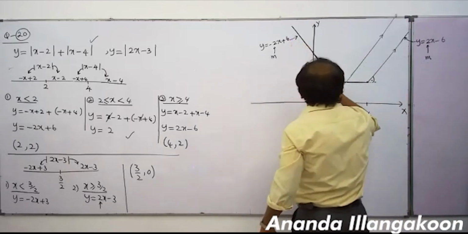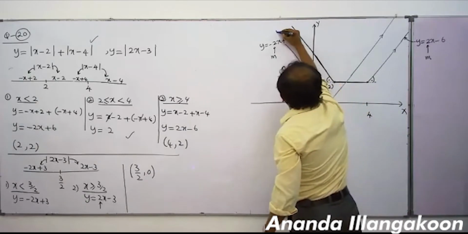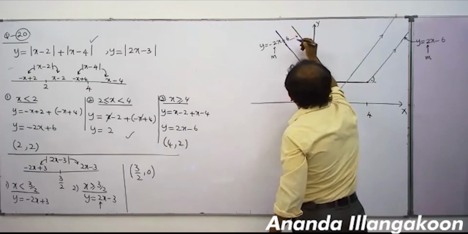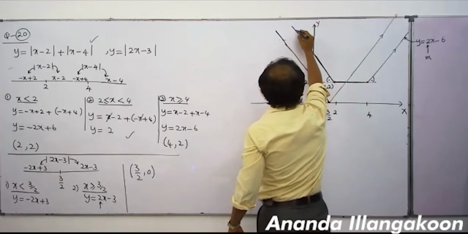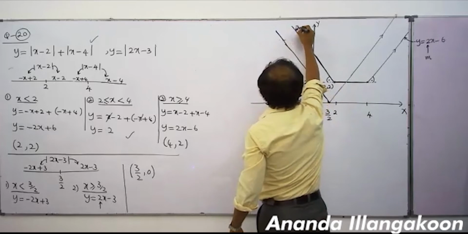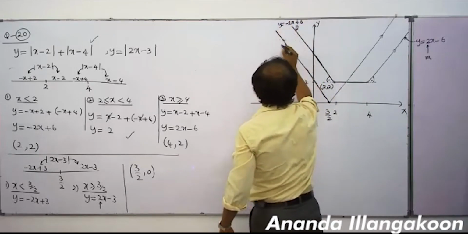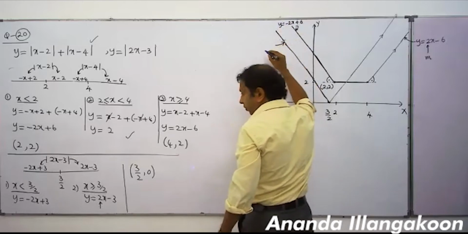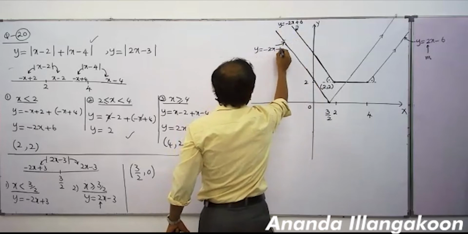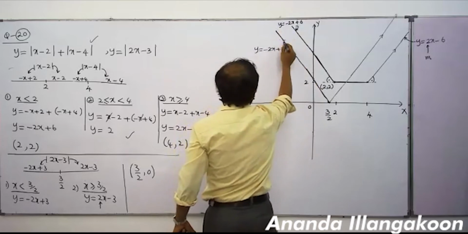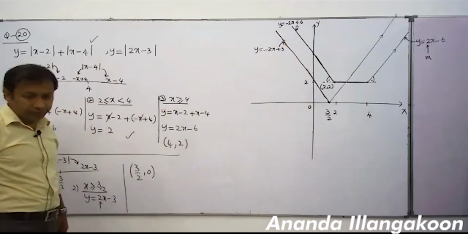Like this. This way, right? The equation y equals minus 2x plus 3 is the graph, people.